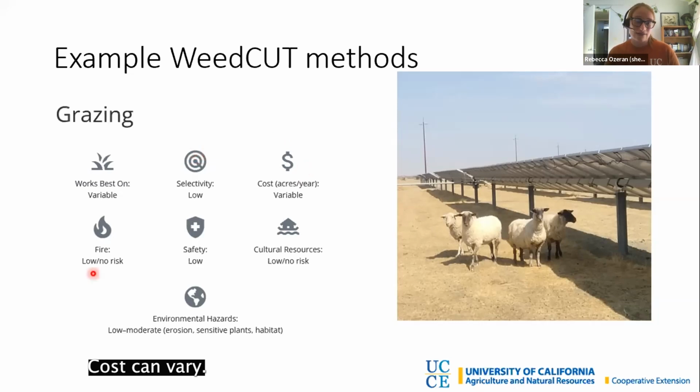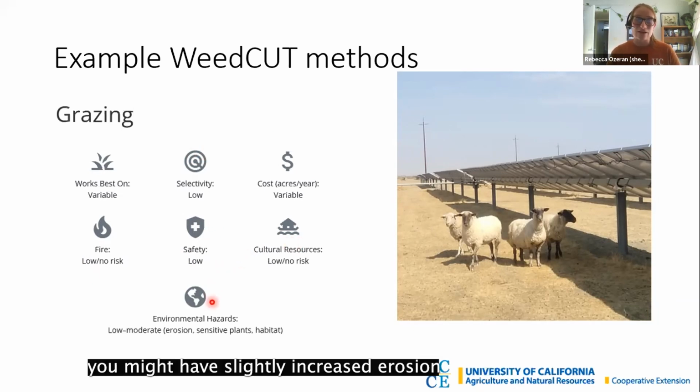Cost can vary. Fire risk is very low. Animals on the landscape often reduce fire risk. So that's one plus of grazing. Safety risk, pretty low risk to people. Cultural resources, similarly, they're not going to go running down a historical building. And environmental hazards, similar to flaming, you might have slightly increased erosion, and then you might also be impacting sensitive plants that don't like to be grazed.